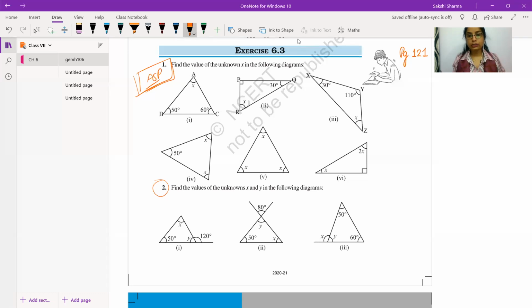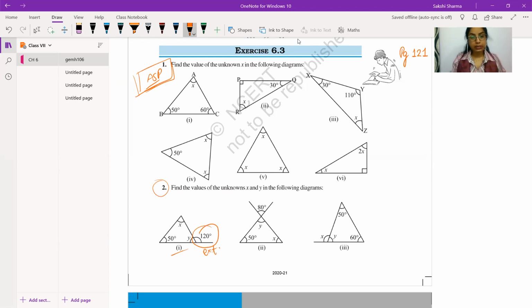Now in the second question, ma'am. Yes, Achyut. Ma'am, we have to draw all the triangles as well. Yes. In the second question, you will see that there are some angles which are outside the triangle. Like for example, here in the first part, this 120 degree angle is in the exterior. So you might need to use the property you did in the last exercise, the exterior angle property.